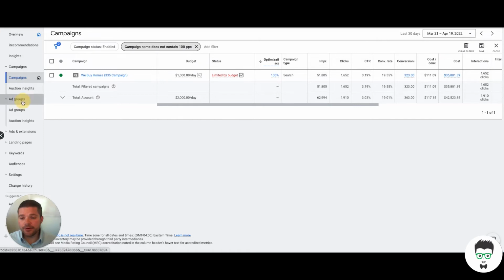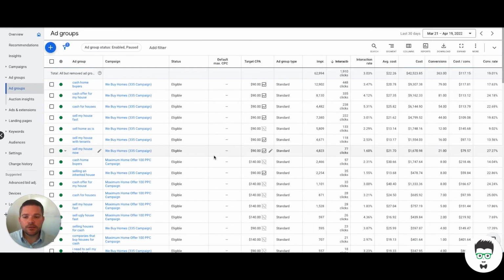So let's take a look at the ad groups. The ad groups are essentially just a categorization of the keywords that we're focusing on, the type of intention we want to get from the client that's searching for this type of service, or in this case, looking to sell their house very quickly. So you'll notice as we dive into this, you'll see cash for home buyers, cash offer for my house, cash for houses, sell my house fast. These consumers are looking to sell their house rapidly. So let's dive into the campaign so you can get an idea of that.